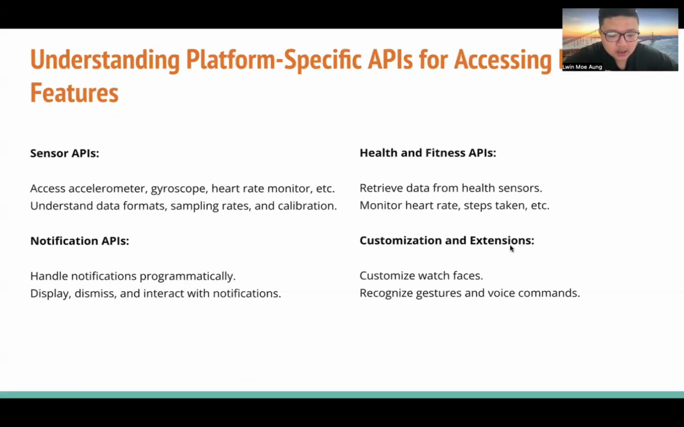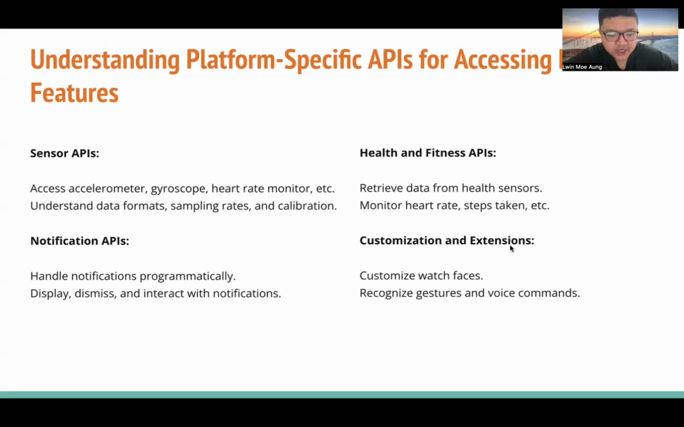Understanding platform-specific APIs for accessing device features. Moving on to platform-specific APIs, sensor APIs allow access to accelerometer, gyroscope, and heart rate monitor data. Understanding data formats and calibration methods is crucial here.